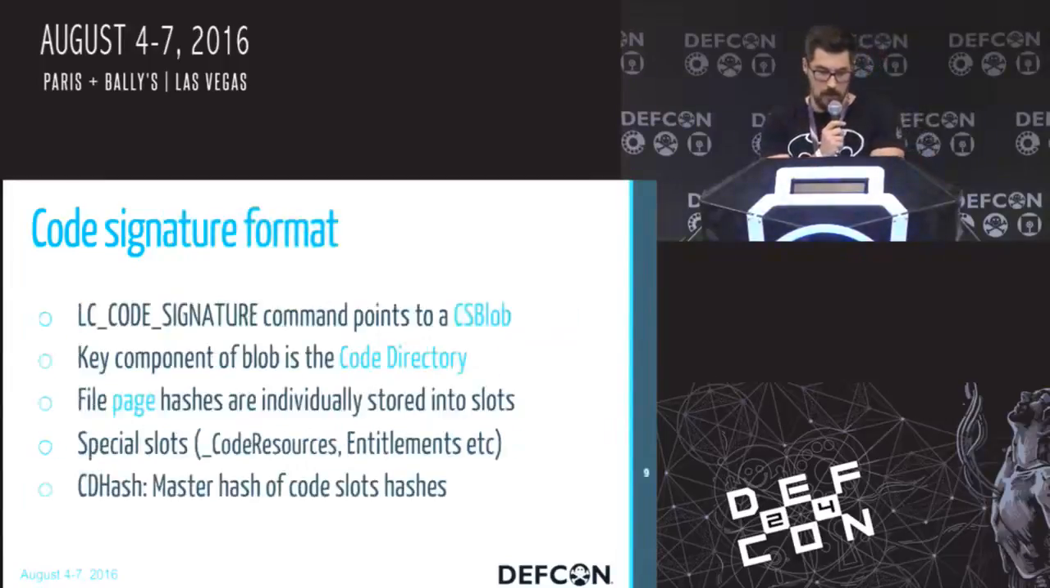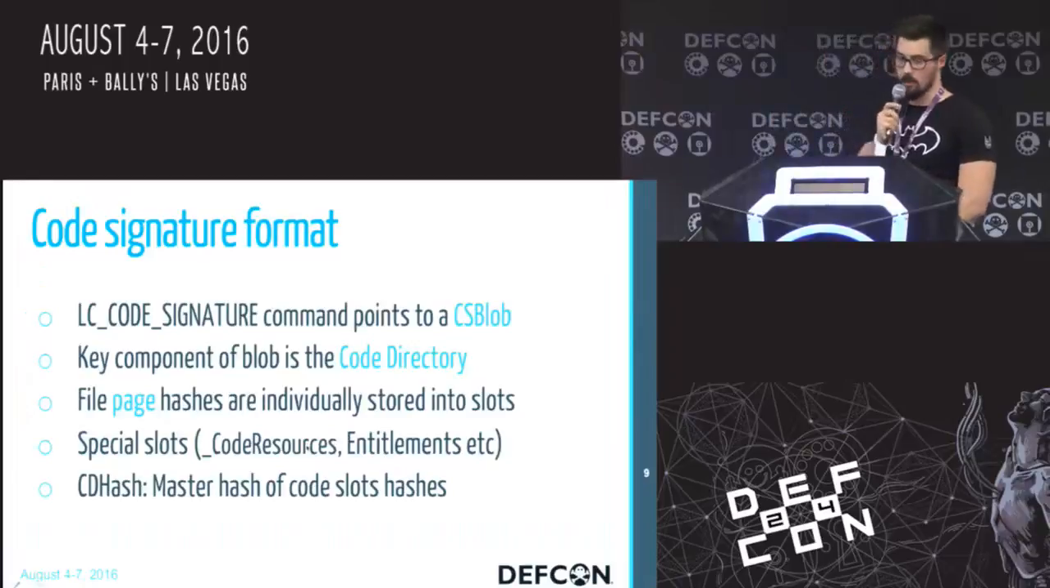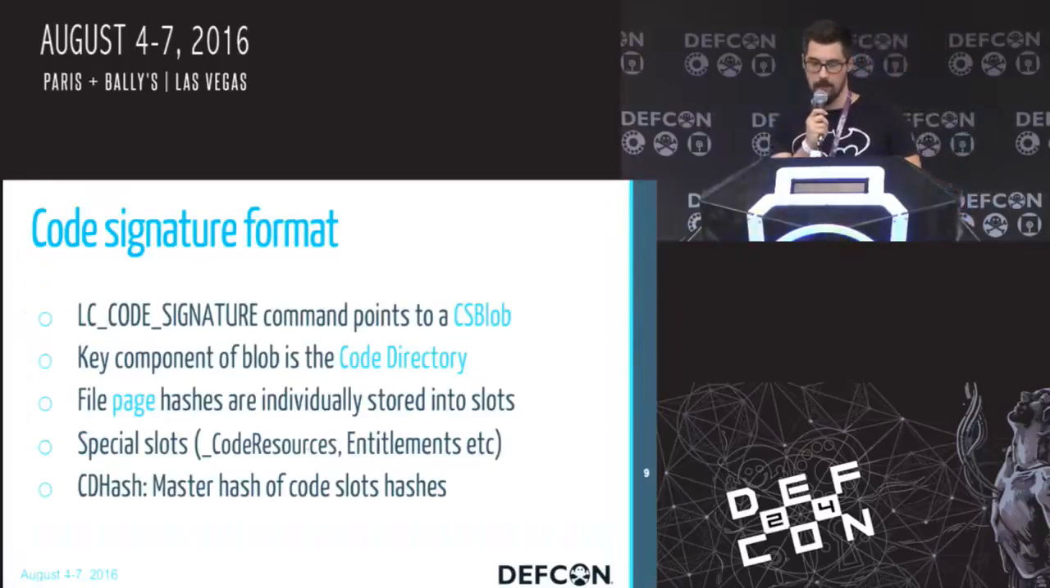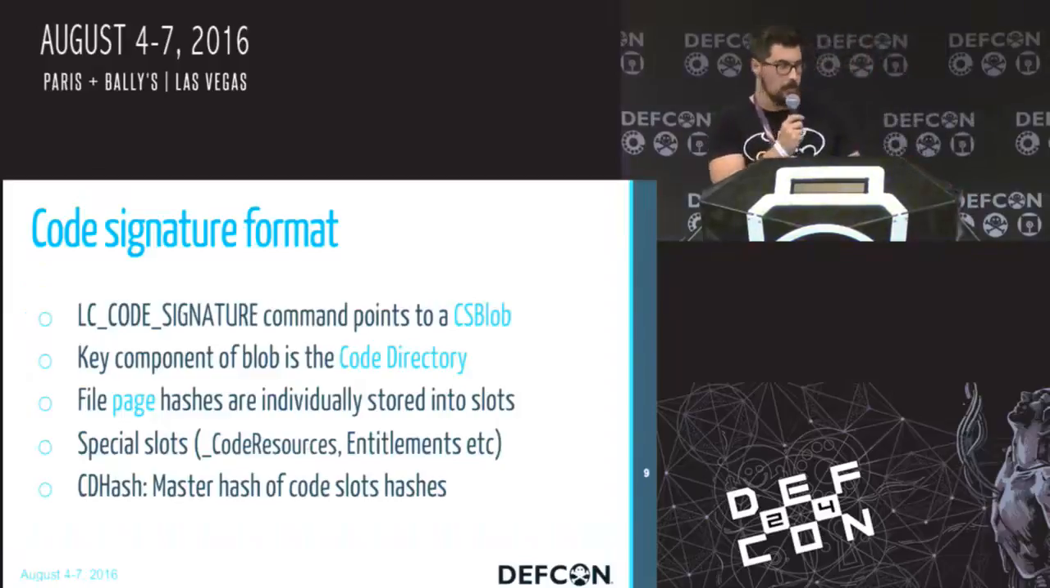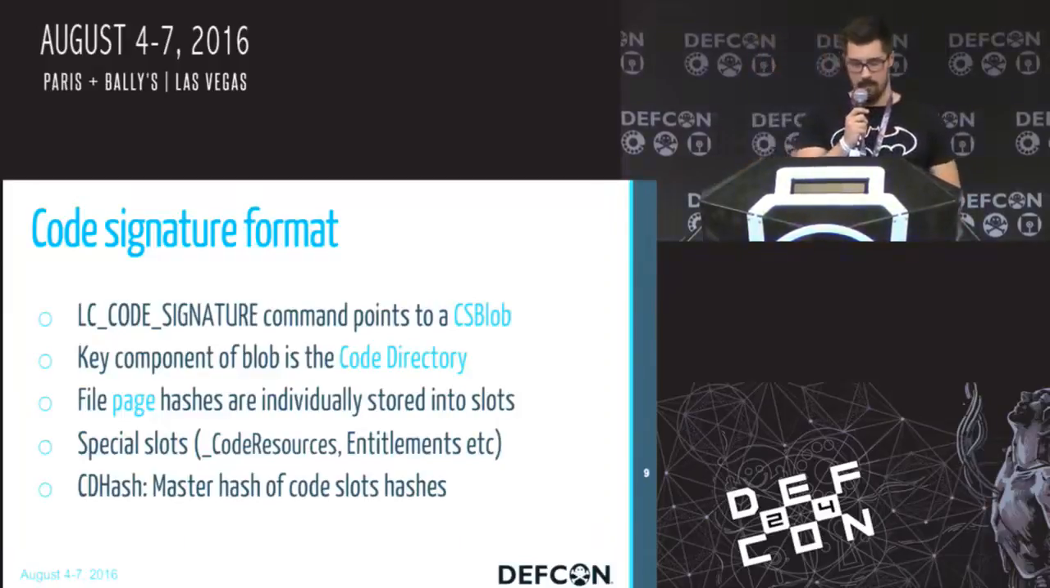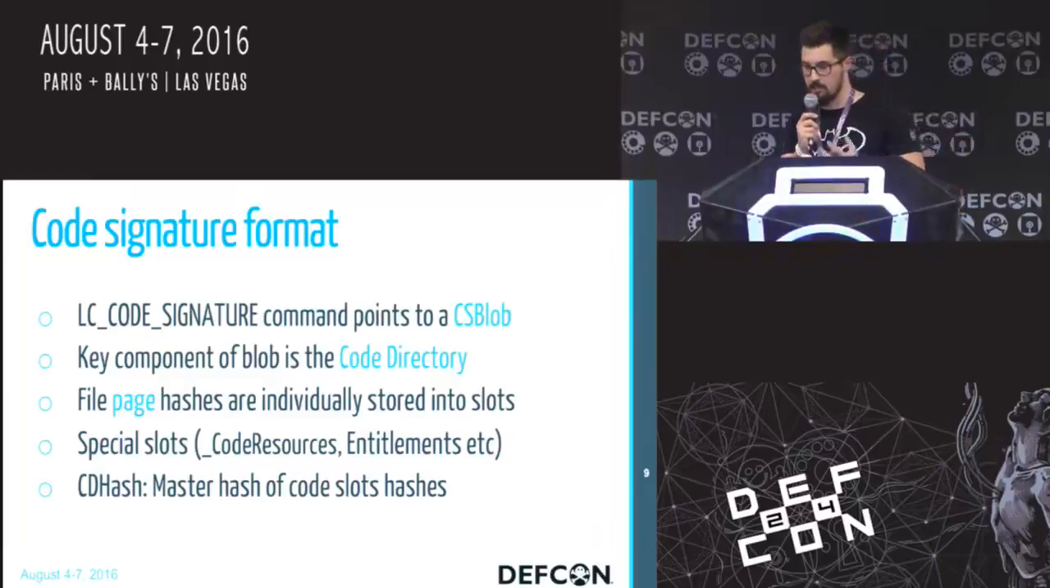A few words on what the code signature format looks like. In the Mach-O file there is a special load command called LC_CODE_SIGNATURE, which points to the code signature blob. The key component of the blob is the code directory, which contains version, flags, signer information, and so on. Page hashes are individually stored in slots, starting from index 0. There are special slots for code resources and entitlements, and they have negative indexes.